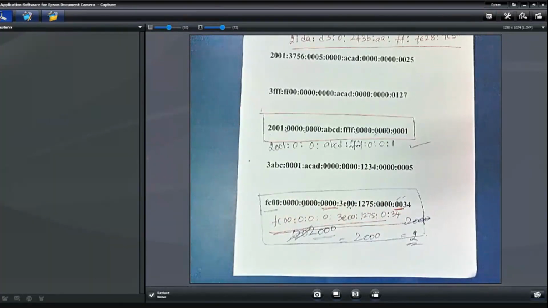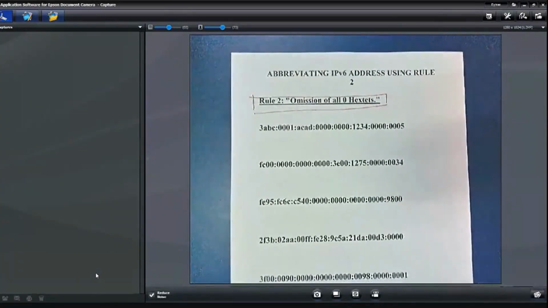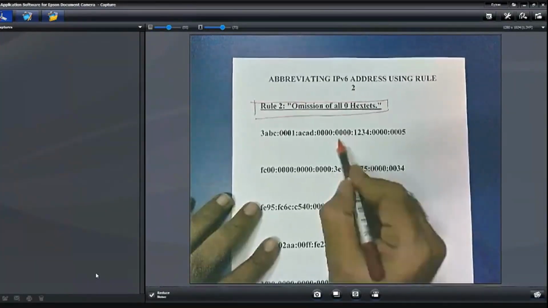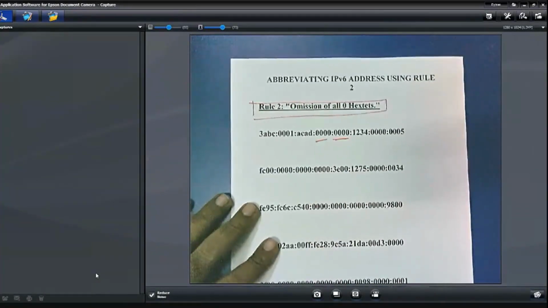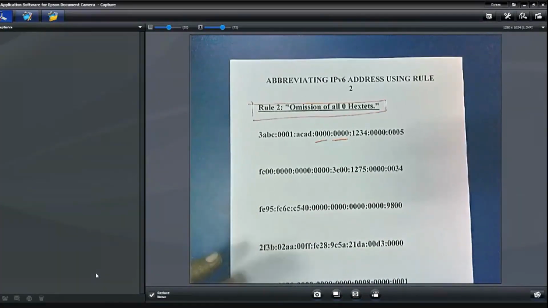Now I'm going for the second rule, rule number 2. What does rule number 2 say? The rule number 2 says omission of all 0 hextets. Hextets means a bunch, a block. See, this is called 1 hextet. This is called 1 hextet. Now, if zeros come continuously, we can remove them. This is rule number 2.